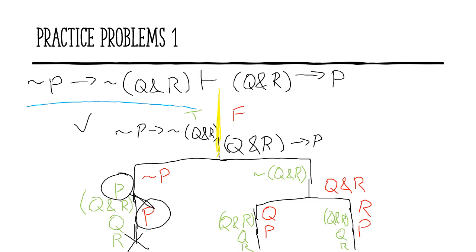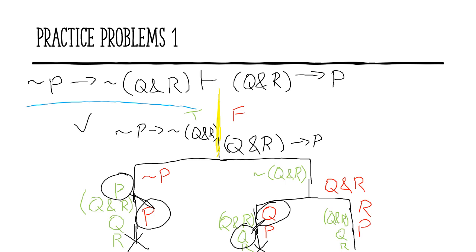I have an R on the left side. I have a Q on the left side. I have a P on the right side. I have a Q on the right side. I can close that off. I have a Q here and I have a Q here. That's a contradiction. I can close off that branch.